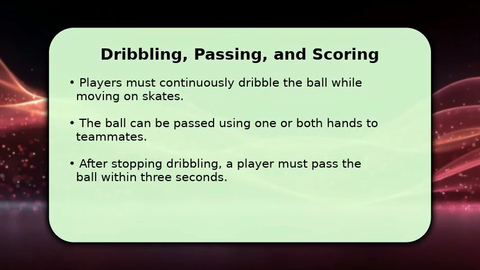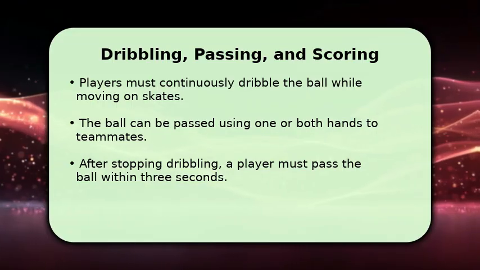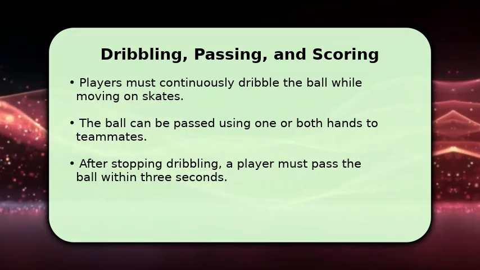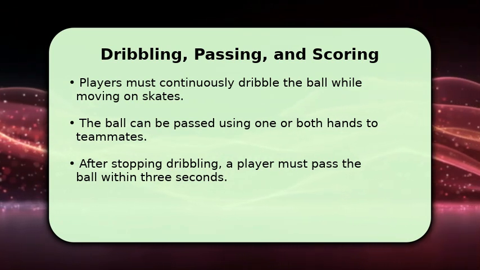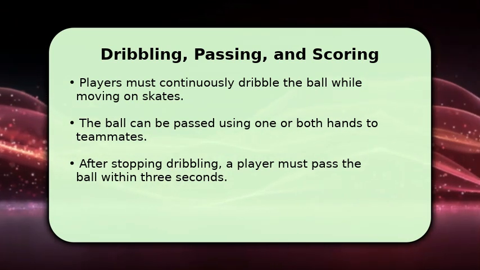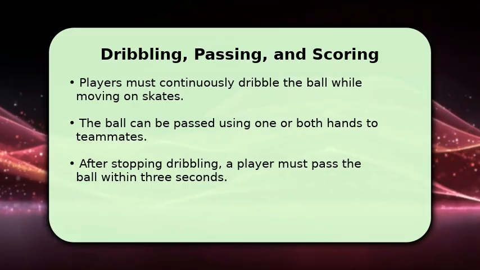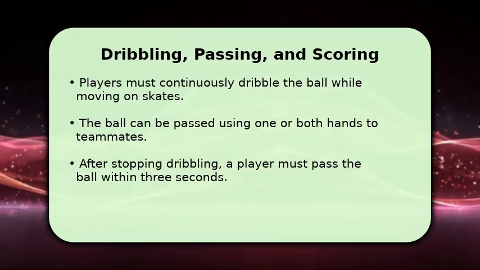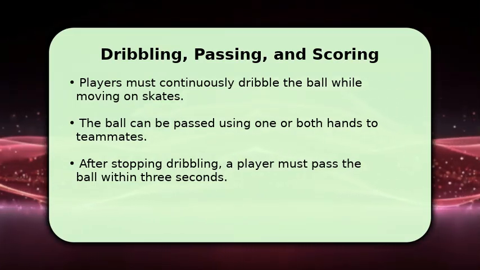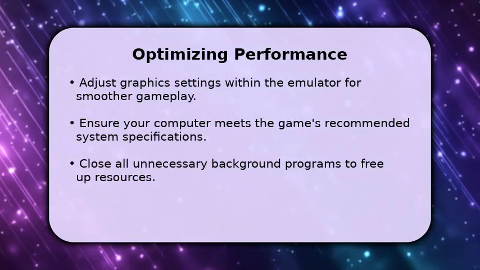Now, let's dive into how the game is played. The fundamental rule is to keep the ball bouncing as you skate. You cannot carry it. You can pass the ball to teammates using one or both hands, moving it quickly across the court. If you stop dribbling, you have just 3 seconds to pass the ball. The ultimate objective is to score by shooting the ball into the opposing team's goal, earning 1 point for each successful shot. To ensure the best experience, optimize your performance.